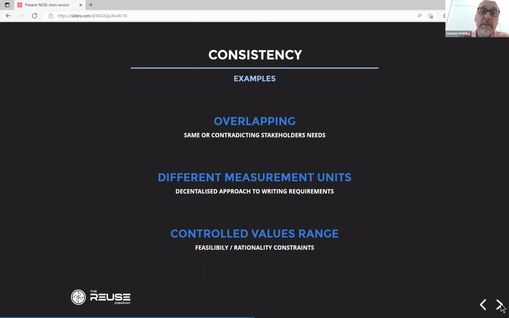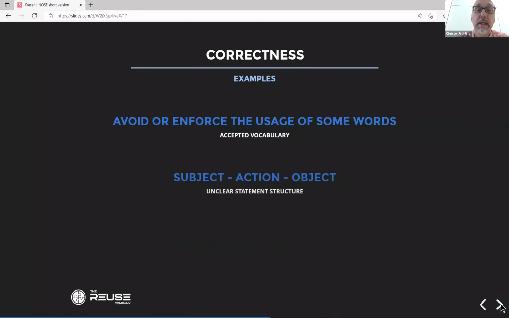So overlapping requirements can either be the same requirements saying completely different things, or they can have contradictions in the meaning of the requirements. You can also have different measurement units, which actually happens when global organizations use both inches and centimeters in different parts of the system, and that can cause catastrophic events. And you have to be able to control the value range that is put into the requirements themselves. Are they technically feasible? Can you afford that kind of solution? So there are many things to think about.